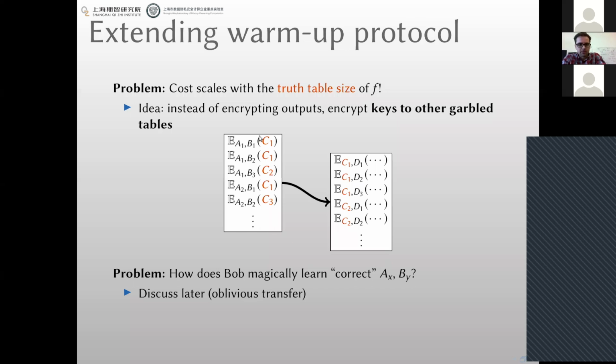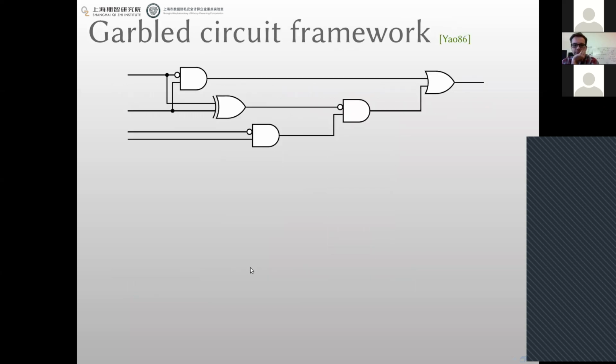So I'm going to talk about this first idea, and then later I'll talk about how Bob learns these correct keys. It uses something called oblivious transfer. So we'll talk about that in just a second. Okay, so here's the real protocol for Yao's garbled circuits.